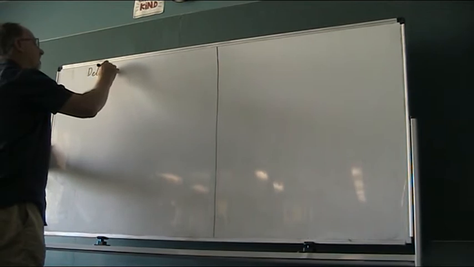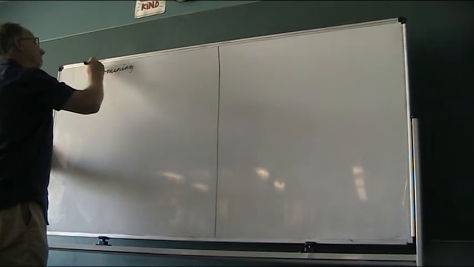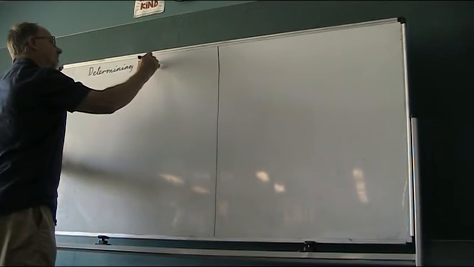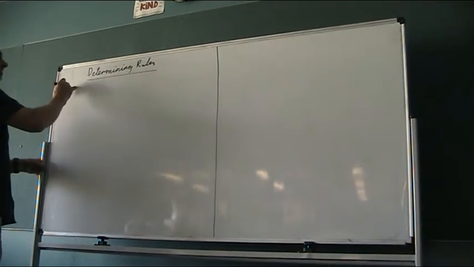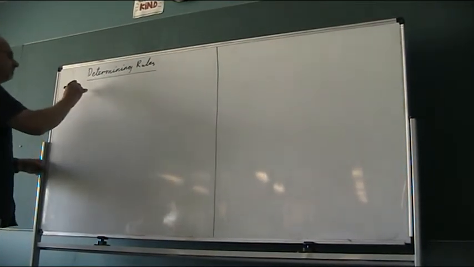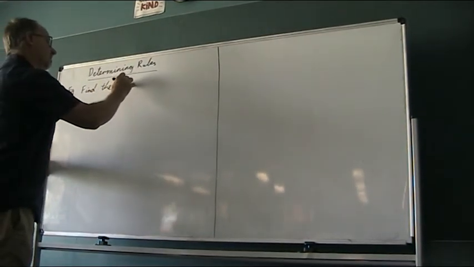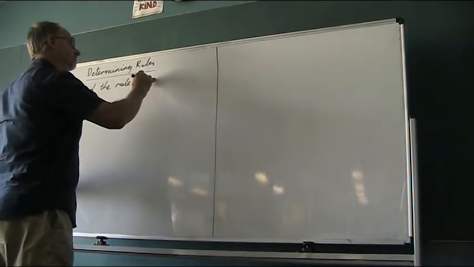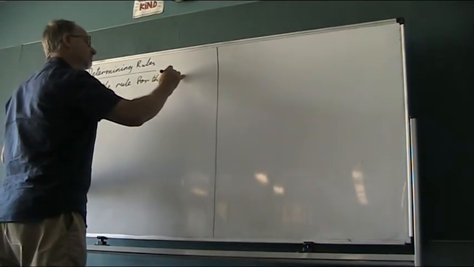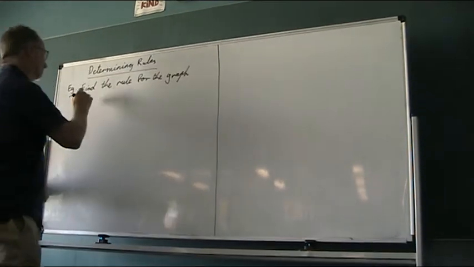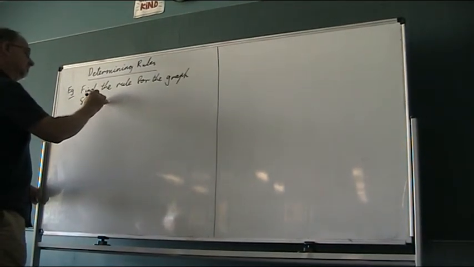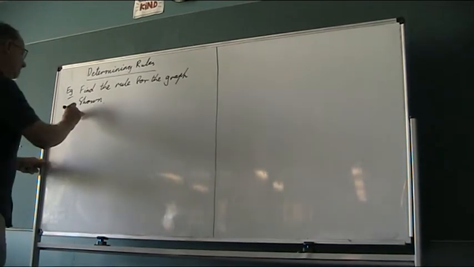So today we're doing what's called determining rules. We're given a graph or some information, and we've got to find the rule. So let's do a couple of examples. Find the rule for the graph shown. All right, here it is.